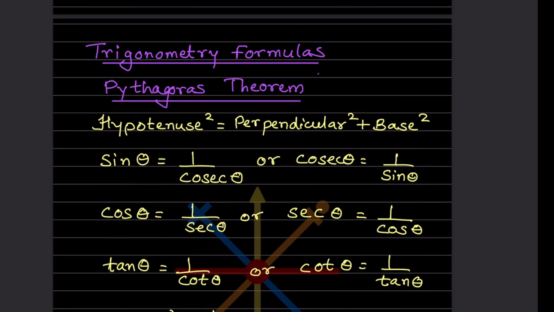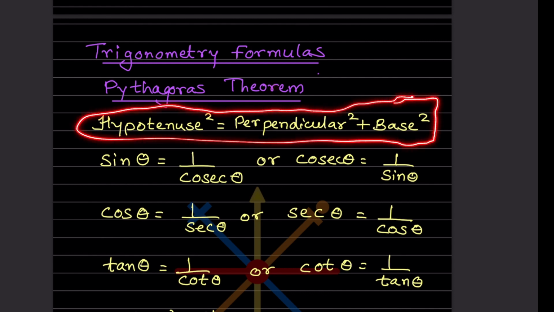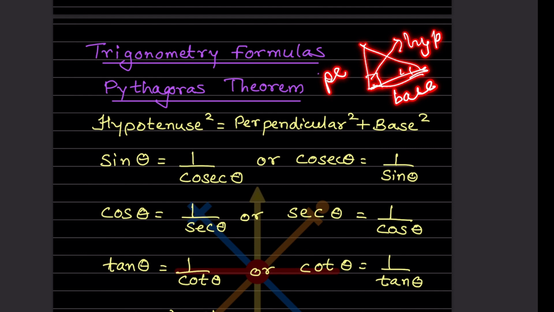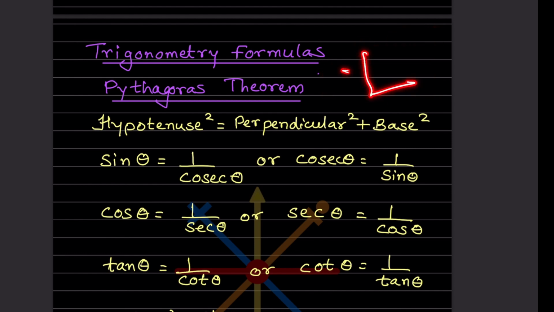The first important thing you should know, which is used everywhere, is the Pythagoras theorem: the hypotenuse square is equal to perpendicular square plus base square. Look here: this is 90 degrees and this is theta. This is the hypotenuse, this is the base, and this is the perpendicular side, which is also the height. So the square of the hypotenuse is equal to perpendicular square plus base square.